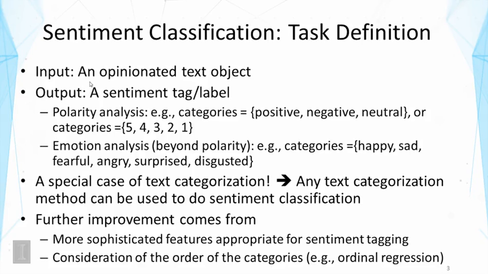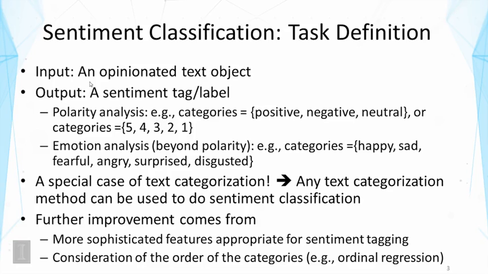Sentiment classification can be defined more specifically as follows. The input is an opinionated text object. The output is typically a sentiment label or sentiment tag, and that can be designed in two ways. One is polarity analysis, where we have categories such as positive, negative, or neutral. The other is emotion analysis, that can go beyond polarity to characterize the feeling of the opinion holder.